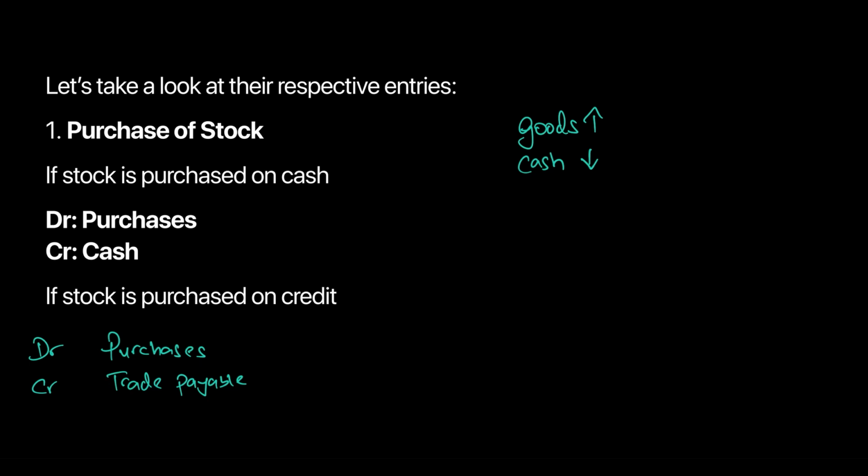That should be credit. We can also think of purchases to be an expense for the business since the business will buy goods every year. And we remember that expense is also debit in nature, which is why purchases will be debit.